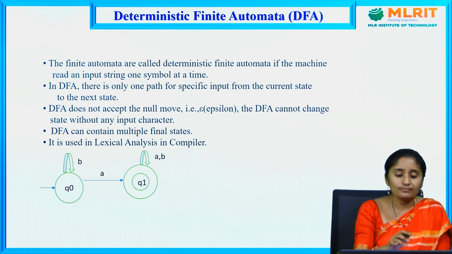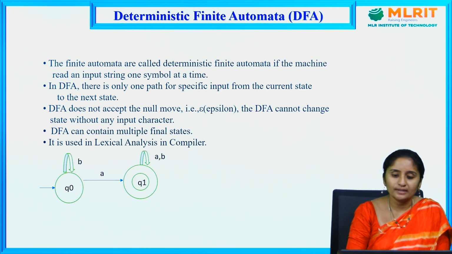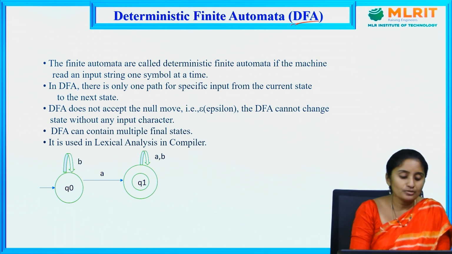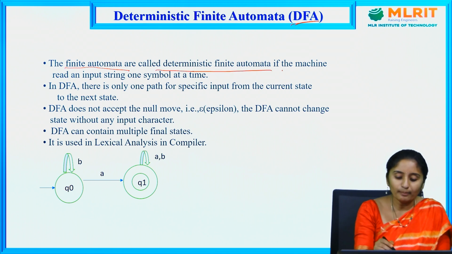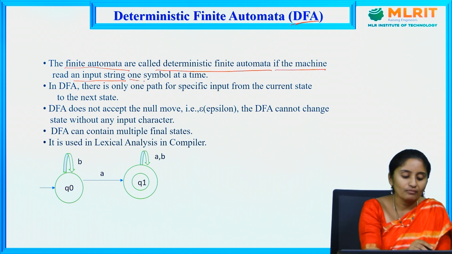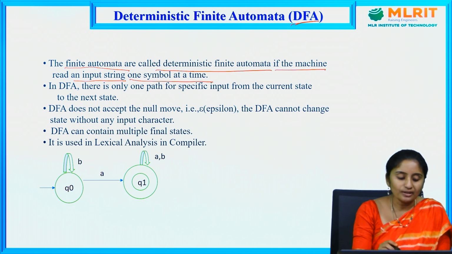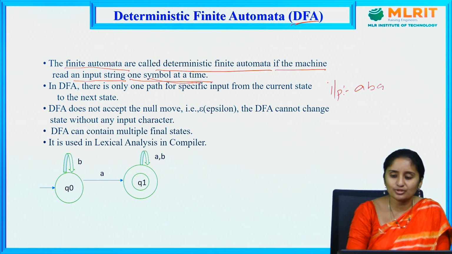Next, what is deterministic finite automata, nothing but DFA. If we find a finite automata, by default we call it a deterministic finite automata. The machine reads an input string one symbol at a time. For example, I have A, B, A as the input string. From this input string, the machine reads one input symbol at a time.